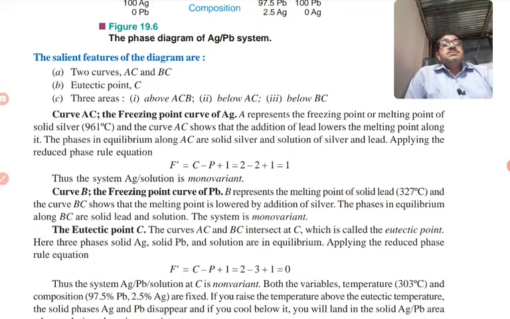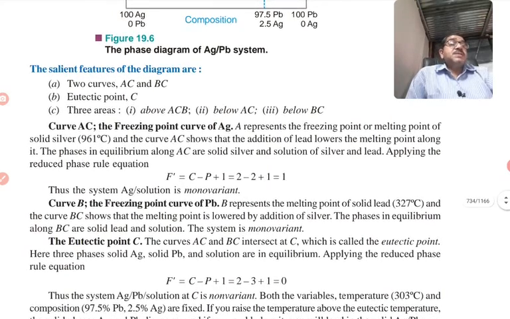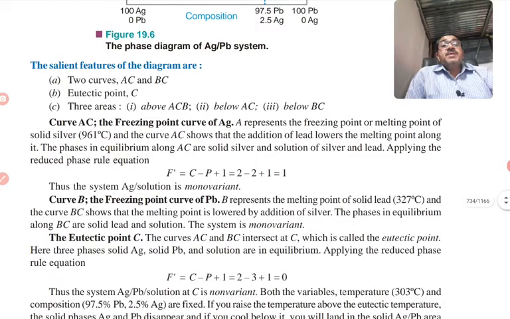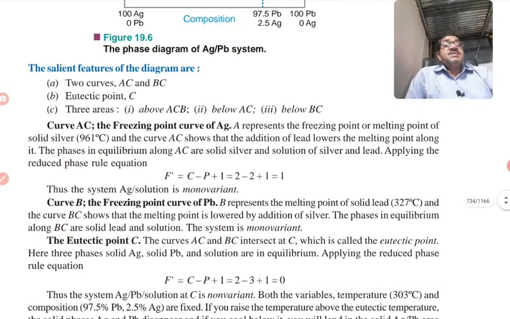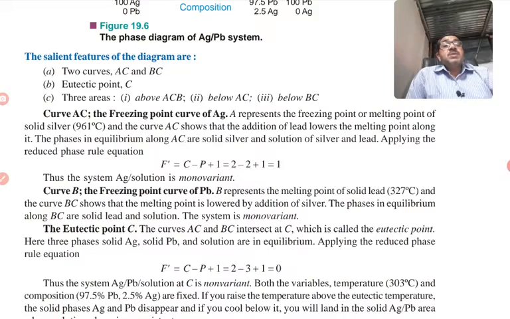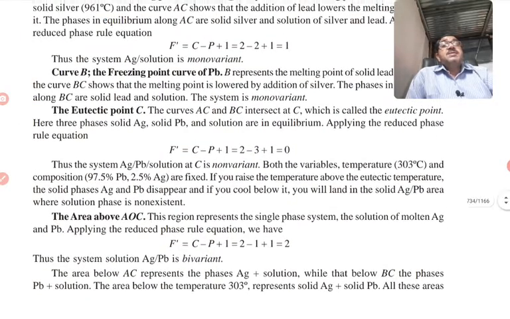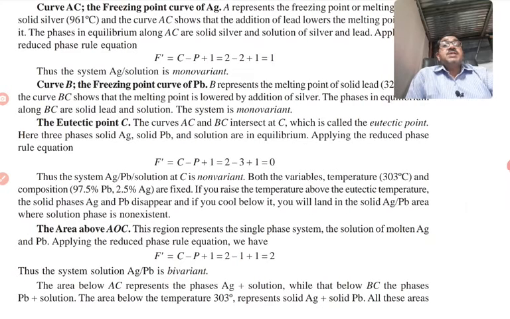Another part is curve BC, the freezing point curve of Pb. B represents the melting point of solid lead, which is 327 degrees centigrade, and the curve BC shows that the melting point is lowered by addition of silver. The phases in equilibrium along BC are solid lead and solution. The system is monovariant.